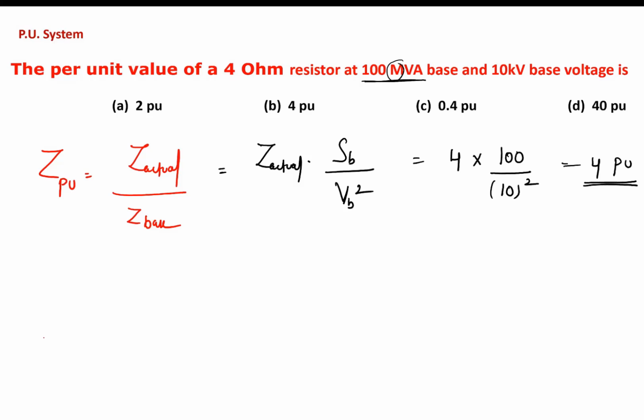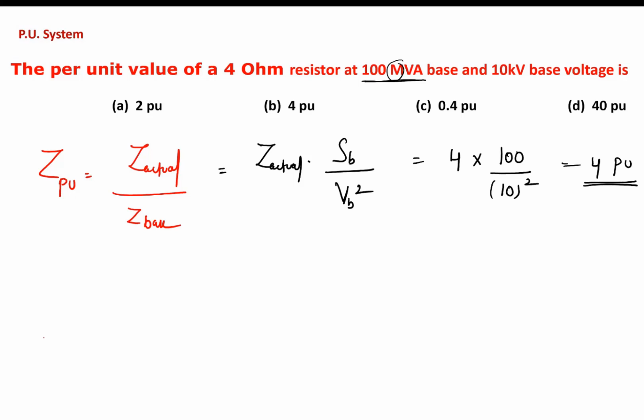kV square and MVA automatically cancel. M means 10 power 6, K means 10 cube. So K square equals capital M, that will automatically cancel. Here the per unit value of the 4 ohm resistor on these base values is 4 per unit.